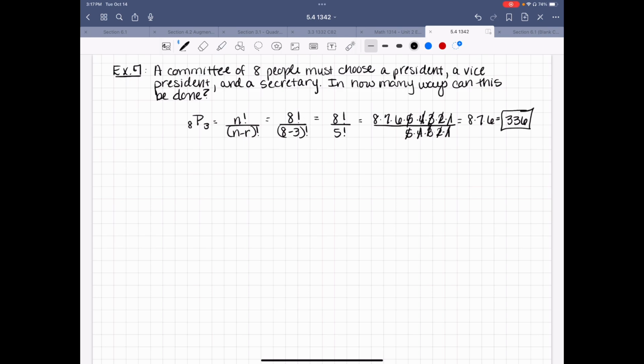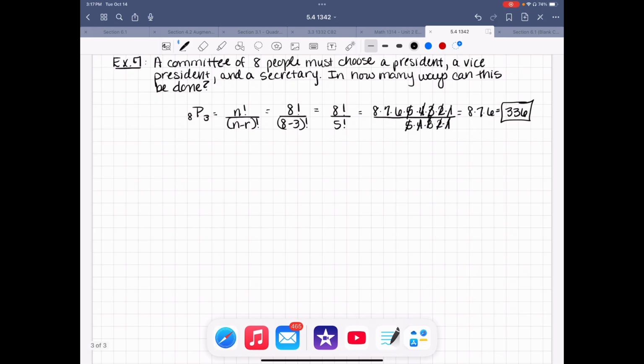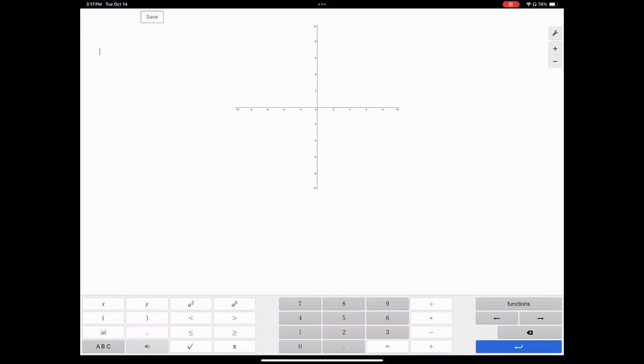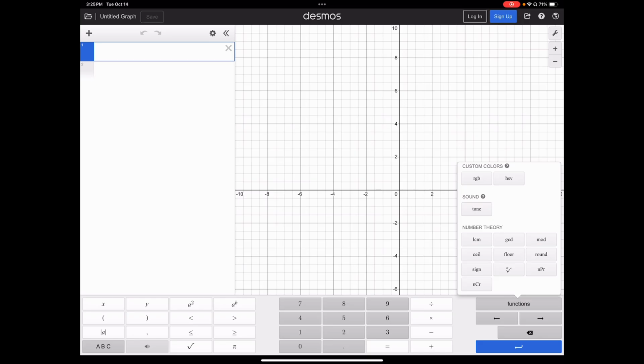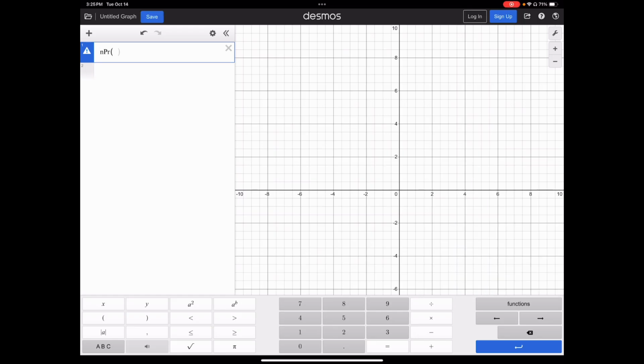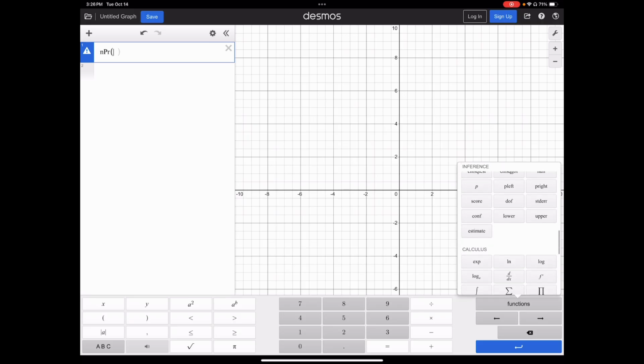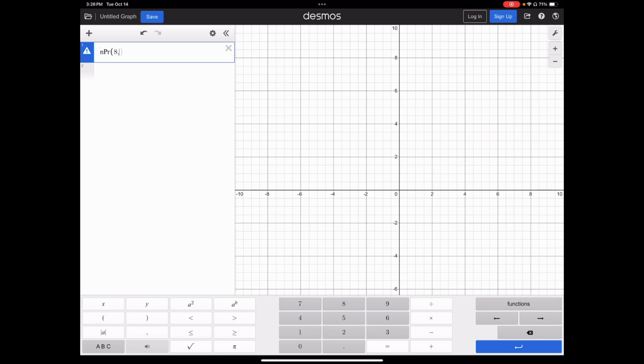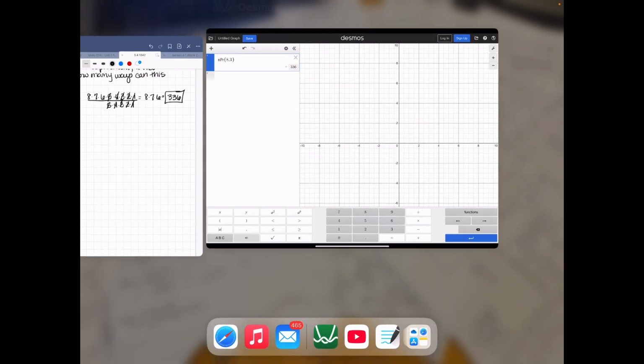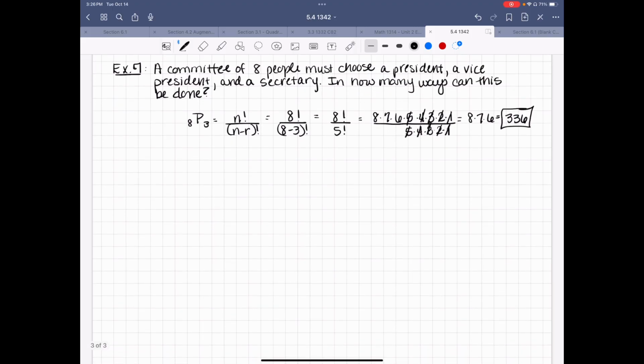You could also put that in your graphing calculator. It's easiest for me on here with Desmos, and anybody can use Desmos. If I go to nPr, I click that. I found that under functions, and I went down to number theory and found nPr, and I'm going to say 8, comma, 3. And that does give me 336 ways. Okay, so that's example 7.